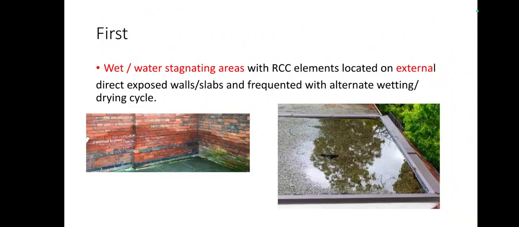The first main thing we have to see is wet and water stagnating areas. Mainly the RCC elements located externally, the slab, and the exposed walls which are frequently exposed to alternate wetting and drying. Mainly in the terrace, which has direct contact with the slab. If the covering screed provided on the slab is not properly maintained, the water will stagnate there, and then it will try to enter the pores in the concrete.